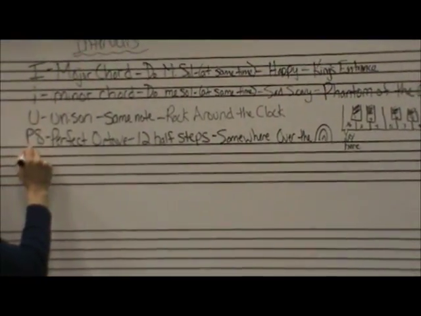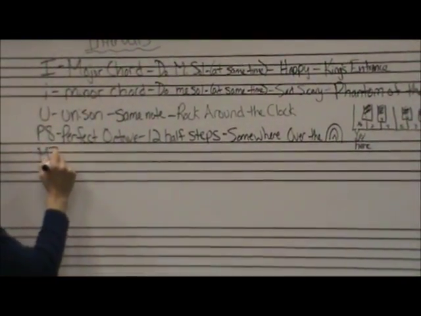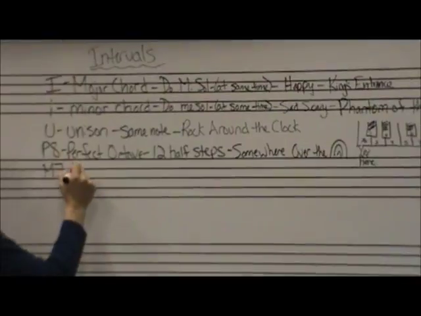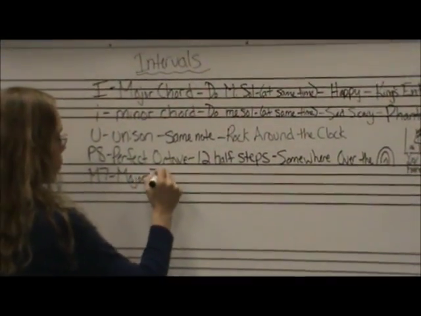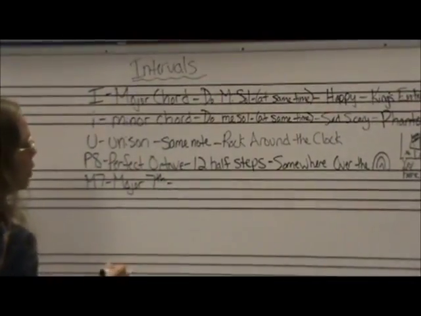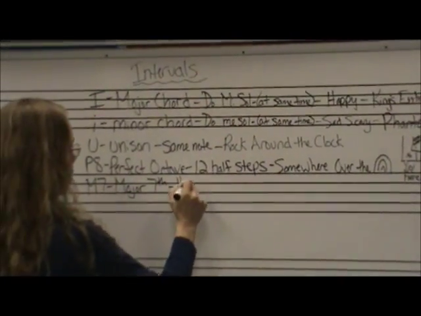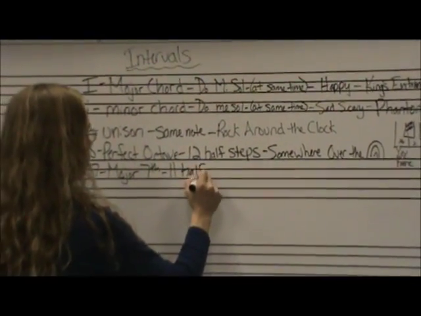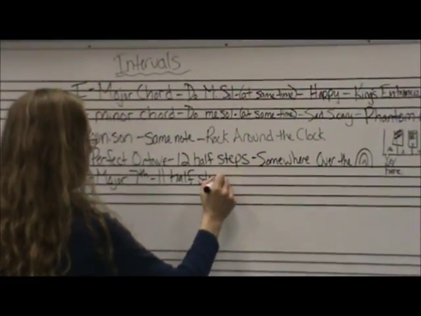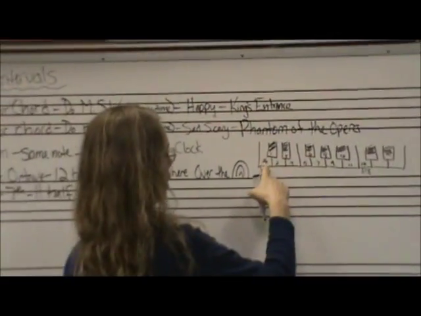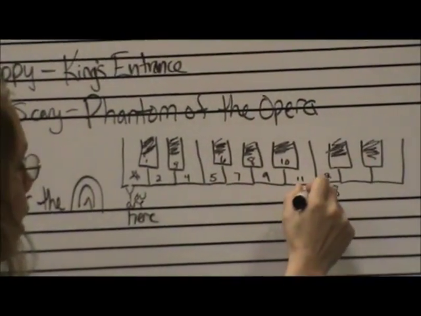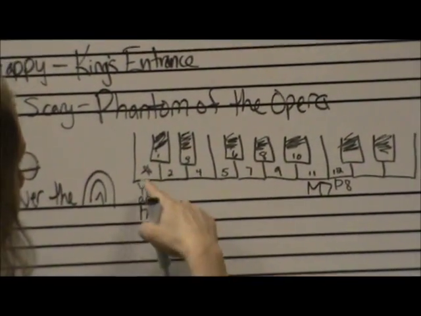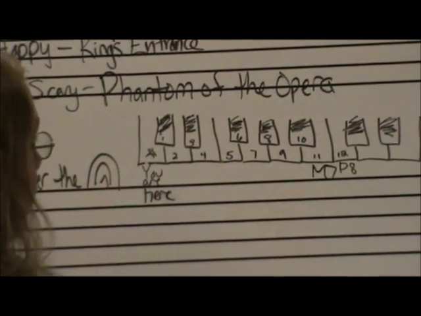The next one is a capital M7, and that's going to stand for major seventh. And a major seventh has 11 half steps. So if we go back to here and we say you are here, we go out to 11 half steps. This is going to be a major seventh. And that's how far away it is on the piano.